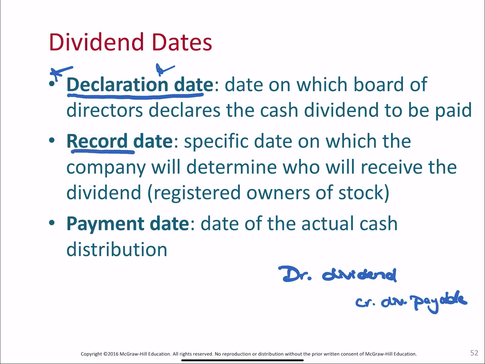Once I declare it, I need to make the entry. The record date is simply the date that our back office, the people that have to process the payments, use to determine who owns the shares and who's going to get the payment. So if a declaration date was October 1st, I'd make my entry October 1st. If the record date was October 15th, that would mean every shareholder that owned a share on October 15th is going to get a payment. And then the payment date is when the actual cash goes out. And that entry is going to debit the dividends payable account to clear it out, credit cash.